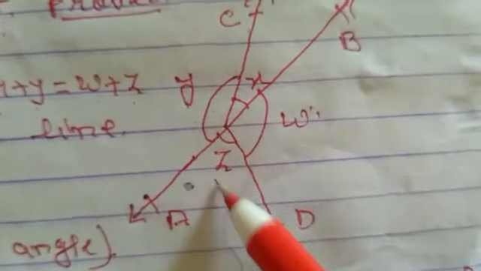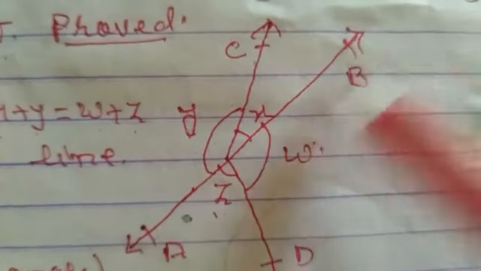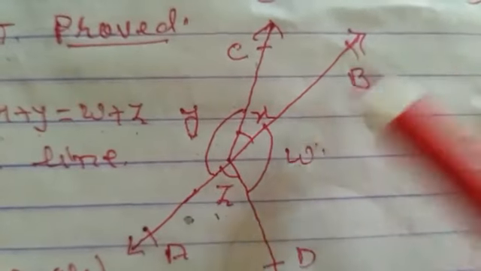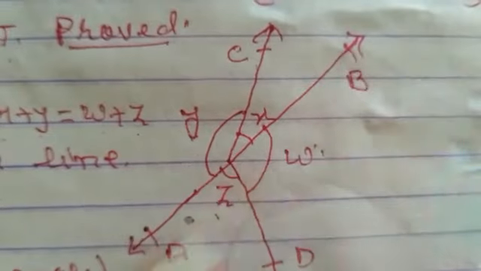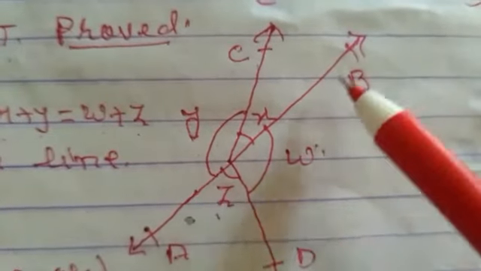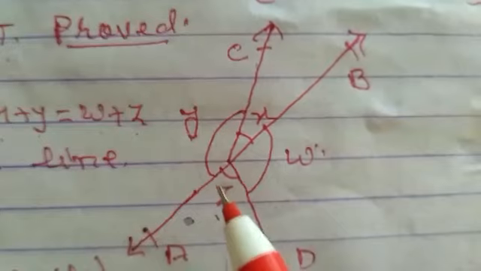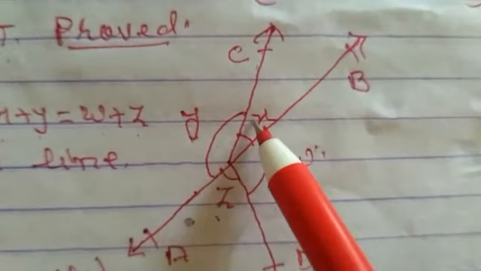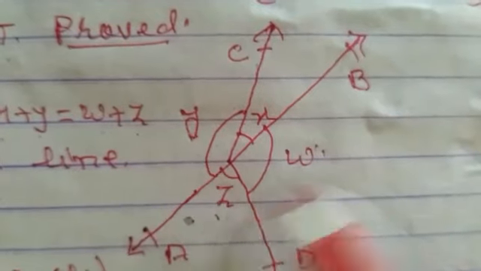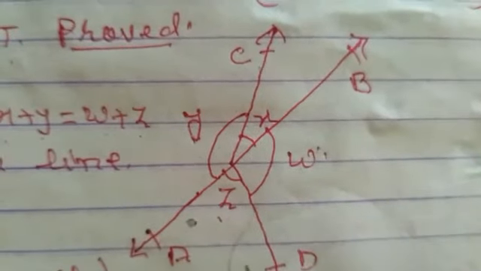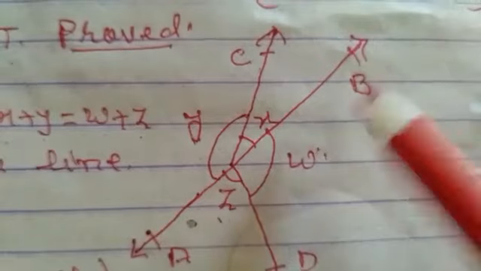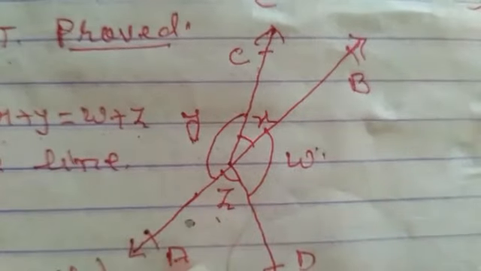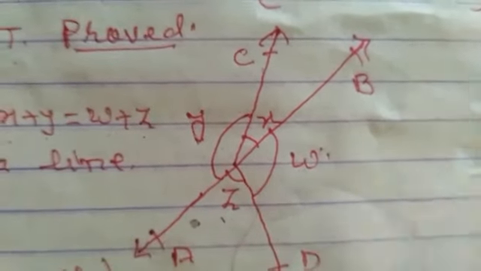Now we have to prove, we need to show, that AB is a straight line. Now children, if AB is a straight line, then it must satisfy the linear pair property for angles x, y as well as for angles w, z. Then only this line AB will be a straight line. So let's see how it will be done.